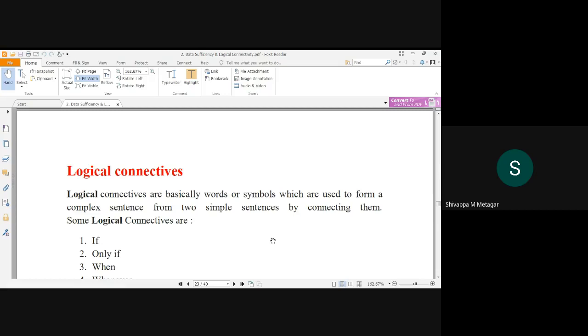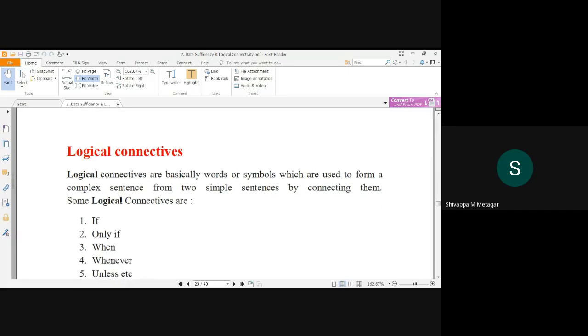Okay, next we can go to logical connectives. What are logical connectives? Where you have to use logical connectives in logical reasoning. So what is meant by logical connectives? Let's see in detail about that. Logical connectives are basically words or symbols which are used to form a complex sentence from two simple sentences by connecting them. What they have given? Words or symbols which are used to form a complex sentence from two simple sentences.